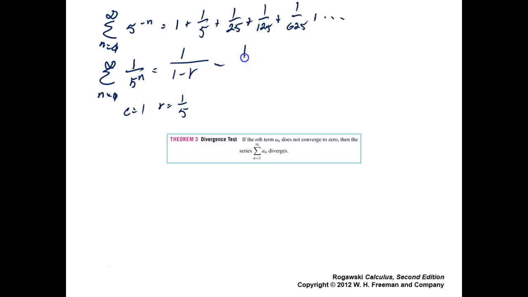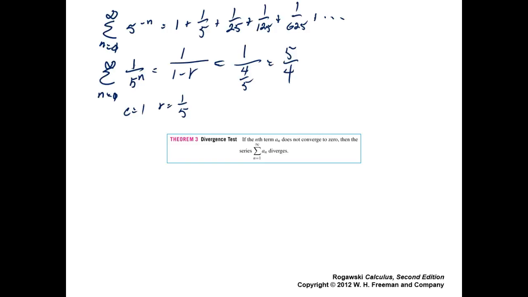What's 1 minus r? Your r is 1/5, so this would be 5/5 minus 1/5, which is 4/5, and that would be 5 over 4. Is that what you were saying? Yeah, okay. I thought maybe you had jumped to that step. So that does converge, and it converges to 5/4.